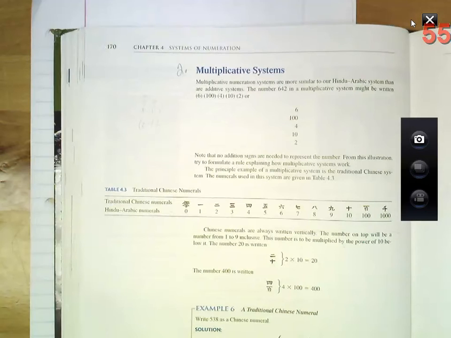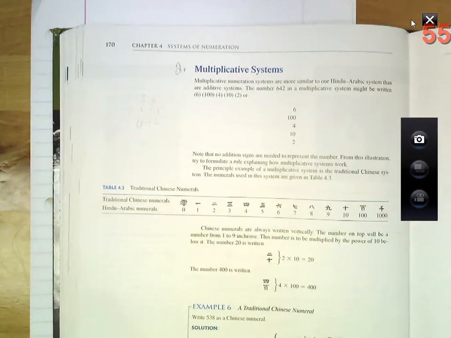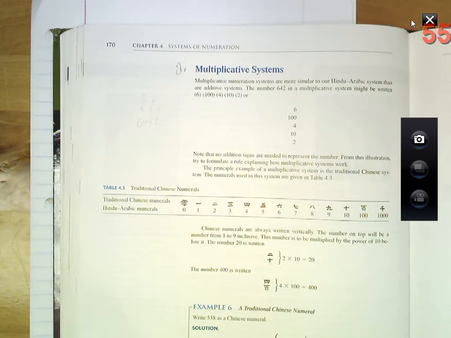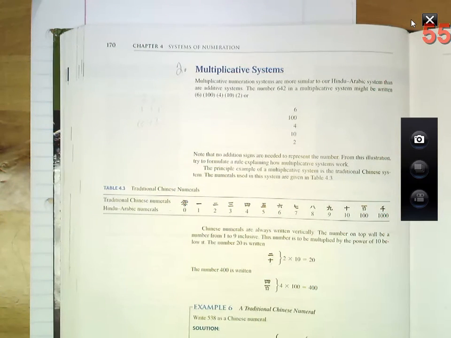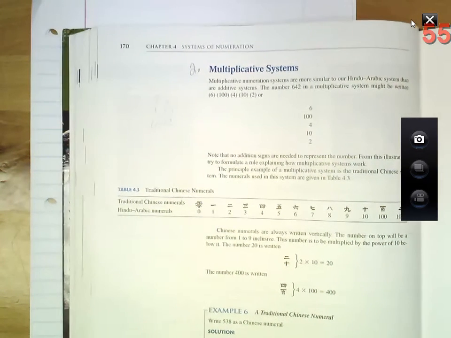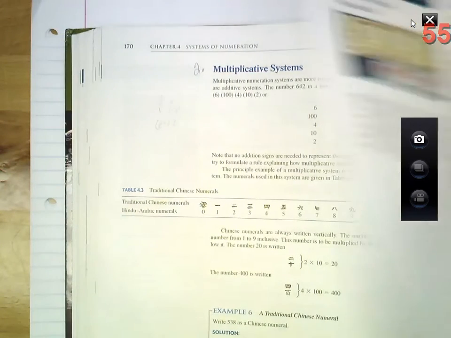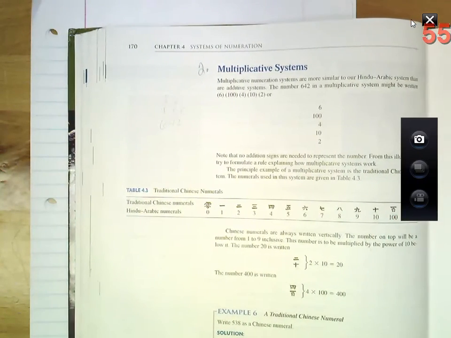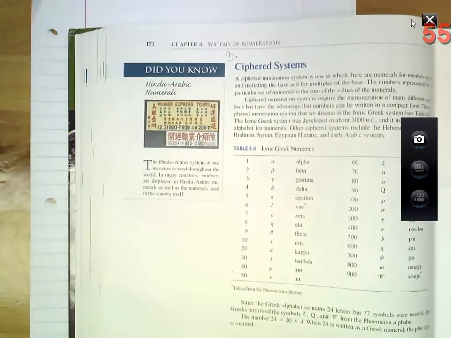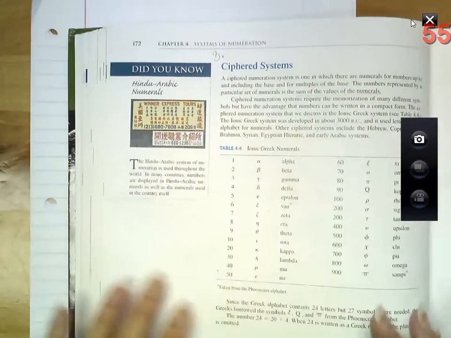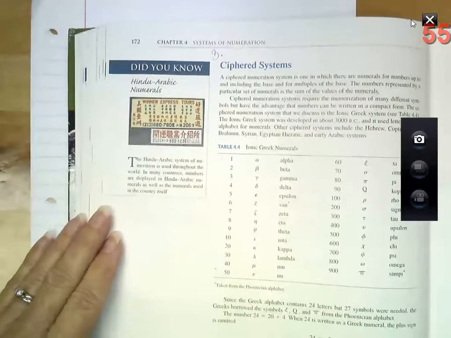Okay, so on 538, 500 is 5 times 100. So there's a 5 and there's 100. 30 is a 3 times 10. And then an 8 is just an 8. So you put it down. Okay, and you'll have a couple of these to work out, but they can even have you add them, subtract them, multiply, and all that. We're not going to do that. Okay, next we have ciphered systems.